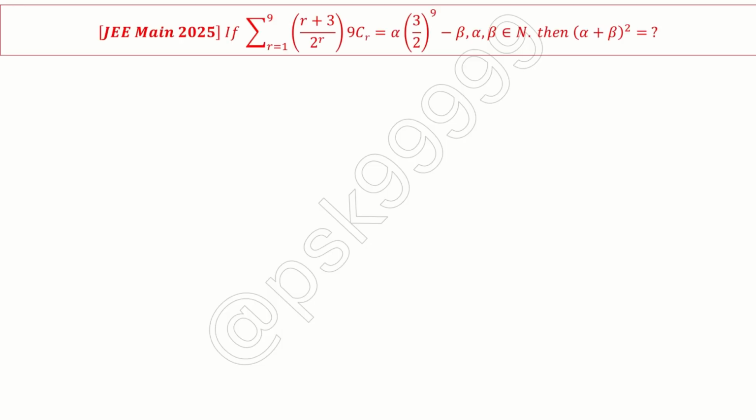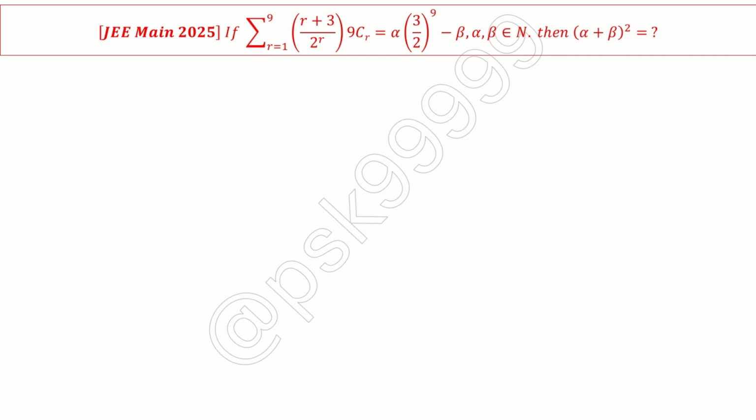One of the most common types of questions is this one. If the sum over r equal to 1 to 9 of (r plus 3) by 2 to the power of r, times 9Cr, equals alpha times (3 by 2) to the power of 9 minus beta, where alpha and beta are natural numbers, then what is the value of (alpha plus beta) whole square?